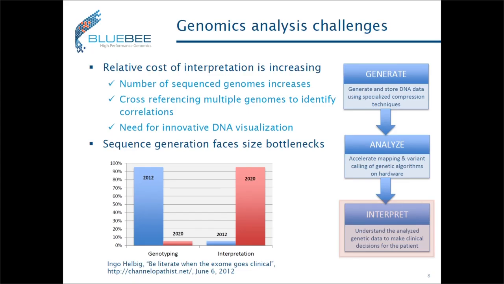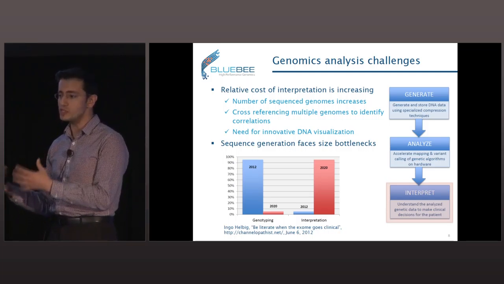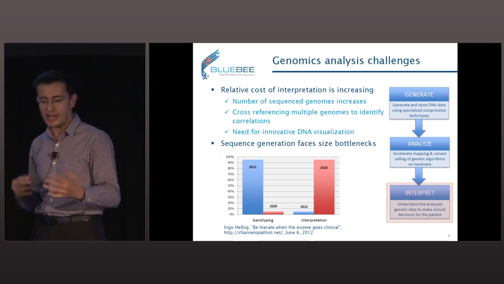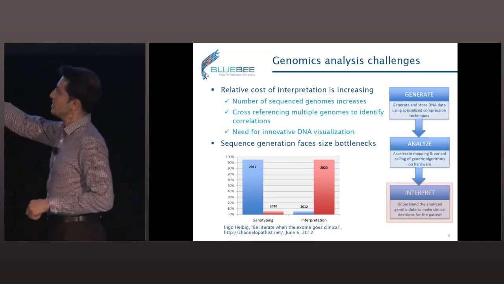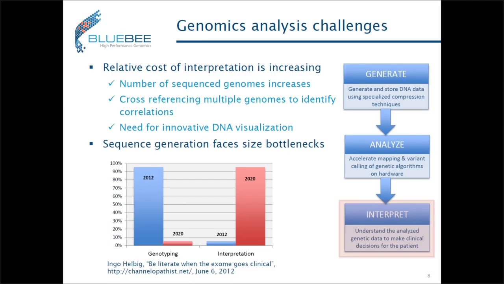And the final part is the interpretation part, which is after you've generated the data and after you've analyzed the data, you need to run a number of interpretation phases on your information. With the increasing amount of genomes that we are analyzing and storing, you can do multiple references and multiple genome analyses, and the need for visualization of this information will create a shift in the coming 5 years from 5% to 95% of the price of analysis within the genomics field: from genotyping, which is identifying the mutations or the variations in the genomes, to 95% of the cost being dedicated to actually interpreting the data that we are getting.